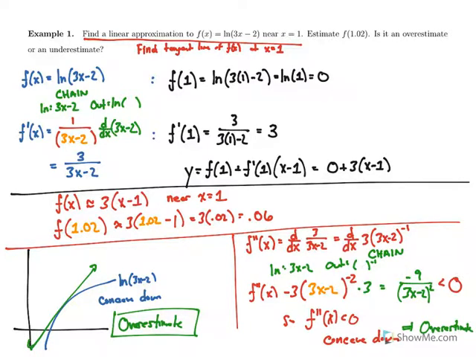Either way is going to be fine. If you know what the graph looks like, that's more than enough information. If you don't have that information, you probably have to do it algebraically, finding the derivative, the second derivative.